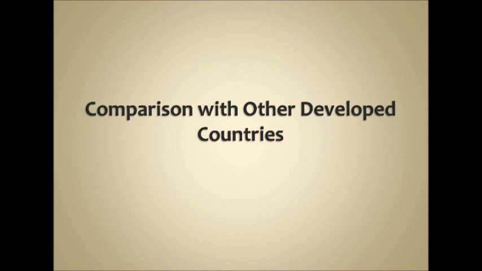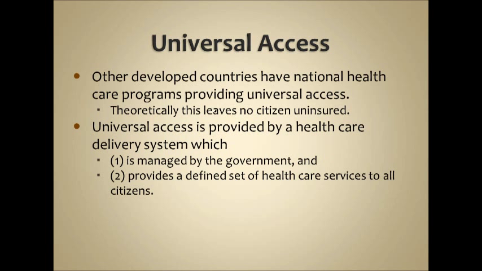So let's compare us with the other developed countries that are our peers. Let's look at what is the difference between us and those developed countries that have universal access. Theoretically, no citizen is uninsured in those systems, and universal access is provided when a healthcare delivery system is managed by the government and provides a defined set of healthcare services to all citizens. So therefore, maybe not everybody can get everything, but everybody can get some things.